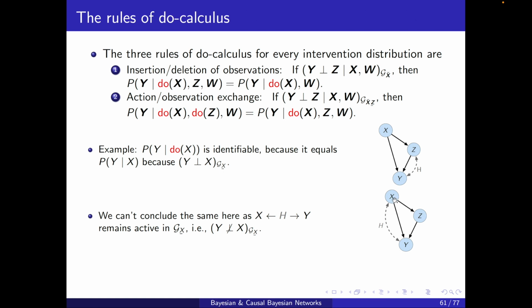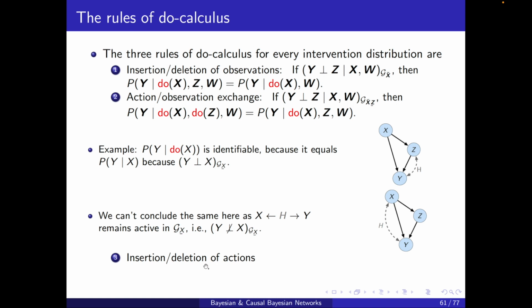Again, X is causing both Z and Y, but the common cause is this time between X and Y. The reason is that if I construct G of X underline by removing the outgoing edges from X, Y and X will still have an active trail via H. So Y will not be d-separated from X. Okay, this was the second rule.